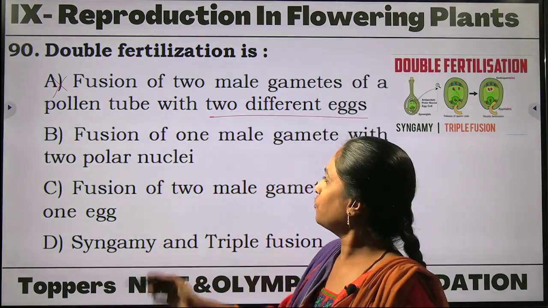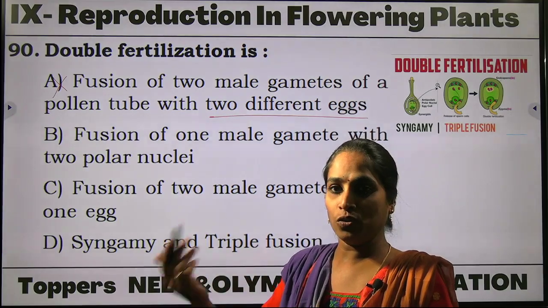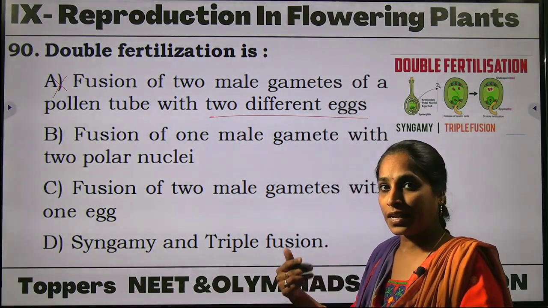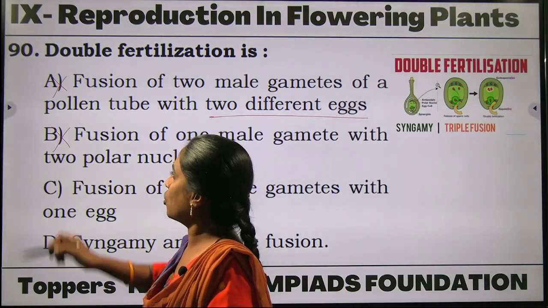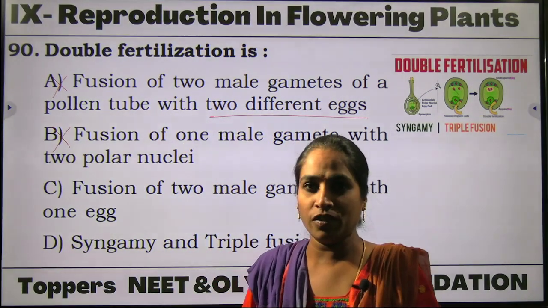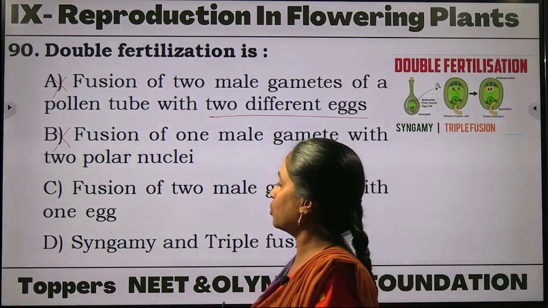And next statement, fusion of 1 male gamete with 2 polar nuclei. Fusion with 2 polar nuclei is done in the second fertilization process. So this is also the wrong option. Here he is saying the second one, but where is the first fertilization with the egg cell? So option B is also wrong.